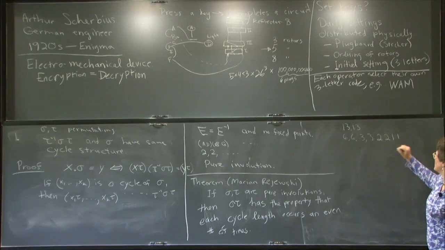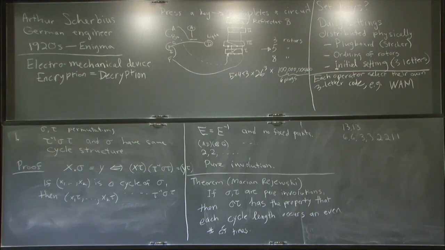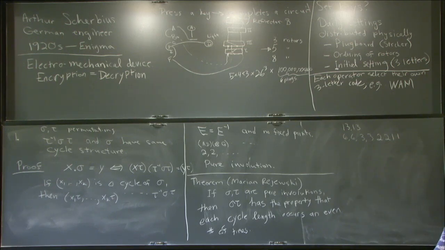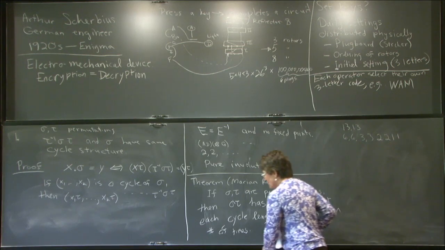6 and 3 and 2 and 1 is... I did add right. Okay, so these are examples of the type. Okay, now the proof requires colored chalk.